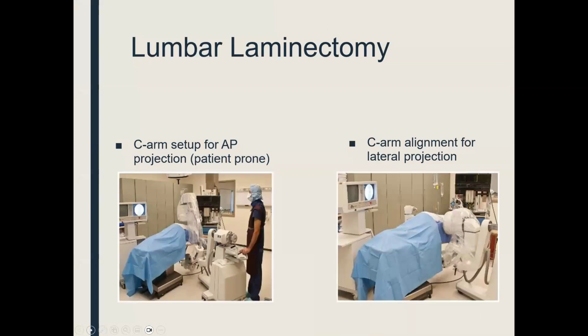Now, this next procedure we're going to talk about is the lumbar laminectomy. You'll notice here the image intensifier again is on the top. The X-ray tube is at the bottom in the first image on your left, and this is for the AP projection. The image to your right, you'll see the C-arm is aligned for lateral. The technologist would be on the right side of this image, right in here.